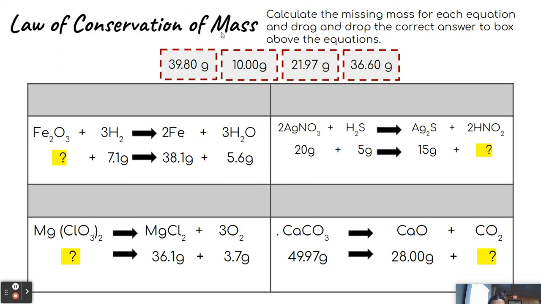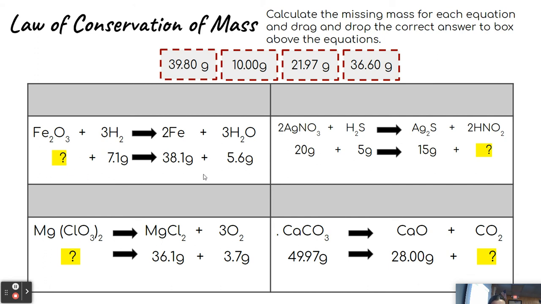So if we look at the law of conservation of mass, we can calculate the missing mass for each equation and drag and drop the correct answer box to the above equations. So over here, these are your reactants. When these substances react, they mix together, they rearrange places, and they form a new substance. But remember, whatever the mass is of your reactants, your products must have the same mass.